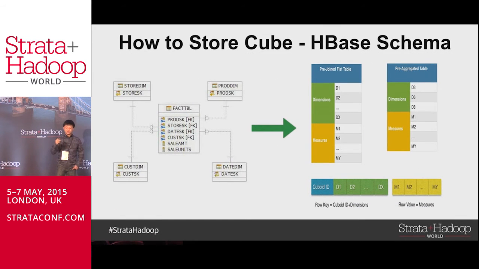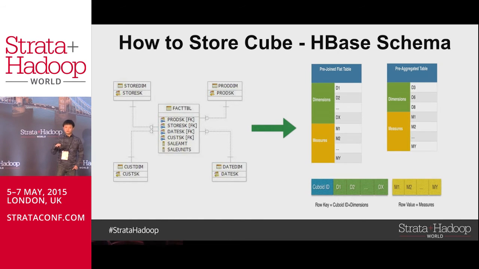Many will ask how you lay out the HBase row keys, so here it is. Everything starts from the Hive schema, and after the pre-join phase, you get a set of dimensions and a set of metrics. So that is the base cuboid layout. And as you aggregate away dimensions one by one, you come up with a subset of dimensions and all the metrics. That is the green and the yellow boxes you're seeing.